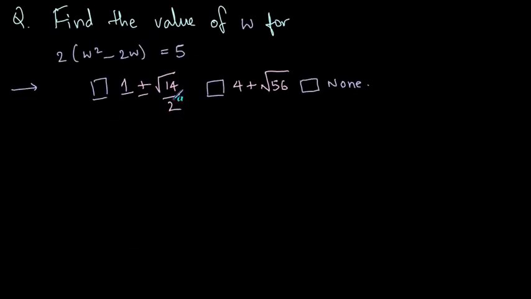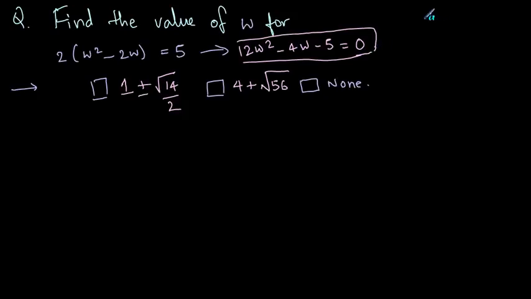With this, let's solve this question. Find the value of w for twice of w² − 2w = 5. The equation given to us is not in the correct format, so let us put it in the correct format. Put this 2 inside the brackets, so 2w² minus 2w into 2, which is minus 4w, and put this 5 to the left of equals, so plus 5 becomes minus 5, equal to 0. This is the perfect format for a quadratic equation.